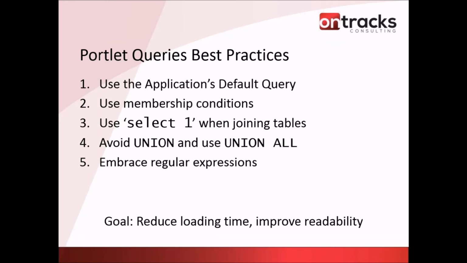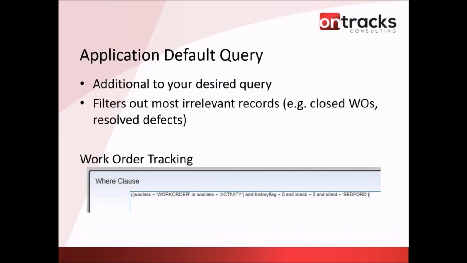So the first one is to use the application's default query. What is the application default query? It's the query that you can see in Maximo whenever you go into any application. I'm going to display this in the demo later, but you can see the application default query under advanced search, where you select where clause, and you're going to see a query that's always there whenever you first open the application. As you can see on the screen, an example would be the work order tracking application. This is the query that displays whenever I open the work order tracking application.